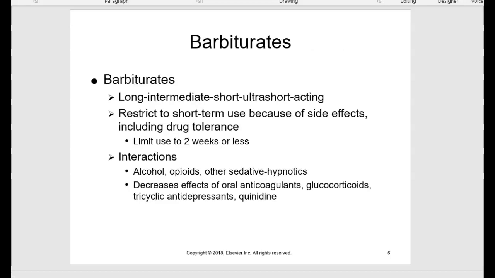The first classification we're going to talk about is barbiturates. They can be long, intermediate, short, or ultra short acting. They are restricted to short-term use because of the many side effects, including drug tolerance that they have, usually limited to 2 weeks or less. Barbiturates had been the drug of choice. They came about in the early 1900s, but when benzodiazepines became introduced, they had fewer side effects. They then became the drug of choice, so barbiturates sort of went by the wayside and aren't used quite as often.